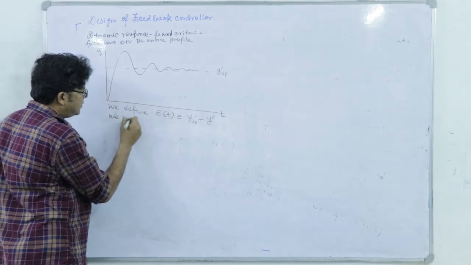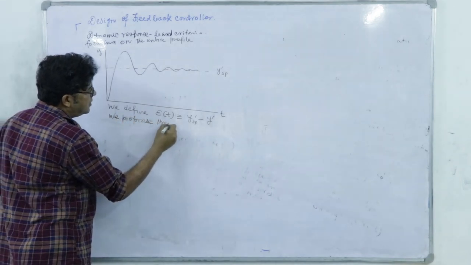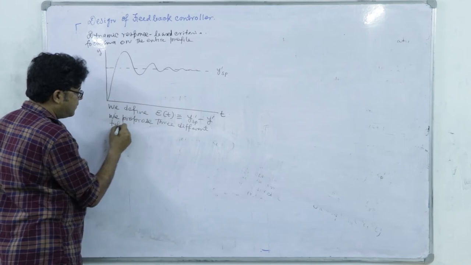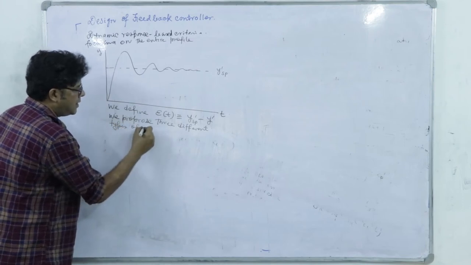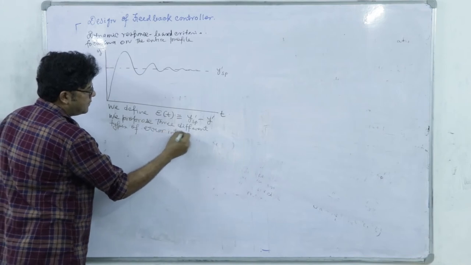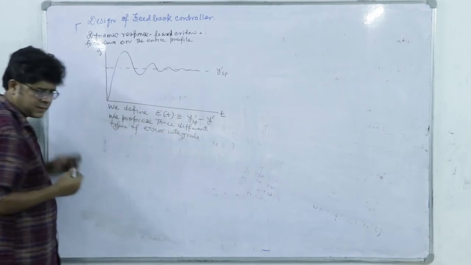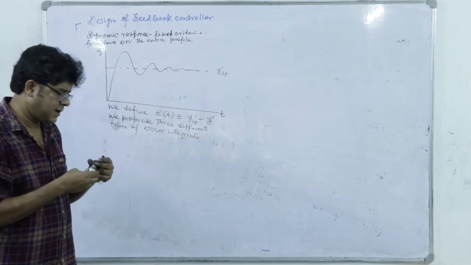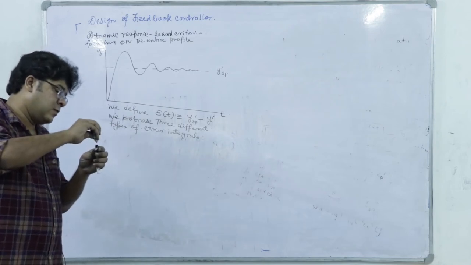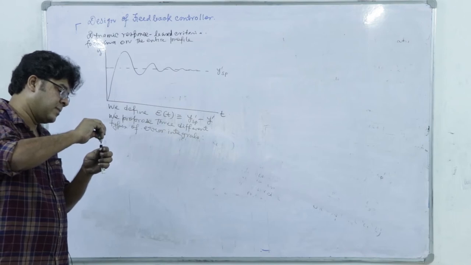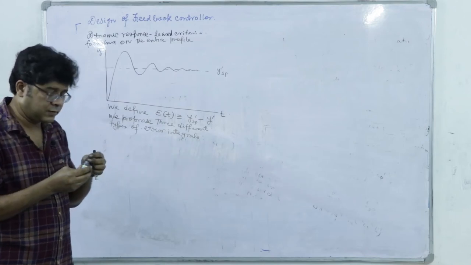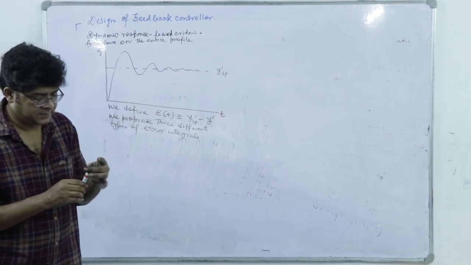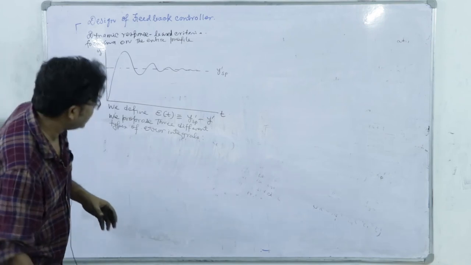So we propose three different types of error integral. What are they? I've mentioned that we can go for the square of the error, we can go for the absolute value of the error, or additionally we can also go for the time weighted absolute error. So let's first define those quantities.